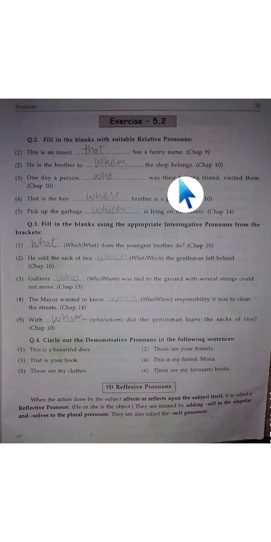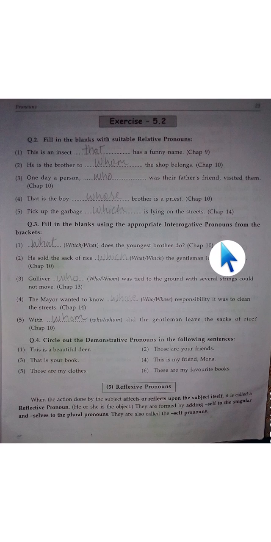He is a brother to whom the shop belongs. To whom is used here. One day, a person who was their father's friend visited them. Person is a common noun, so we have used who. Brother is again a common noun, so we have used whom. Insect is a thing, we can say it is an animal, so we have used that. That is the boy whose brother is prized. Boy is a person, so we have used whose. Pick up the garbage which is lying on the street. Garbage is a thing, so we have used which. If you are not understanding why these answers, you can read the rules over here and then you can understand the answers and write.